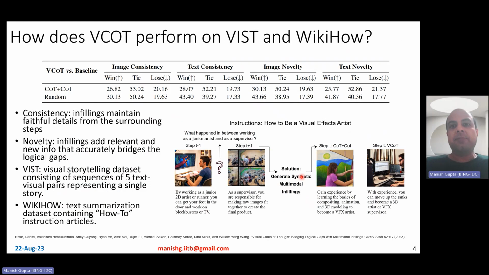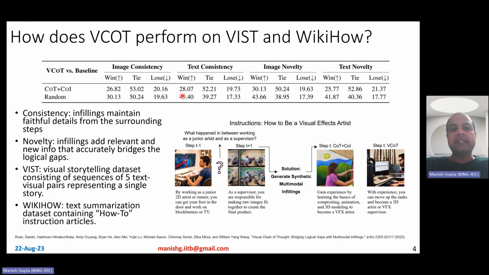Okay. So how does VCOT perform on VIST and WikiHow? VIST and WikiHow are two popular datasets. VIST stands for Visual Storytelling Dataset, which consists of sequences of 5 text-visual pairs representing a single story. So the idea is you have a story and you can represent it in 5 sentences, or you can represent it using 5 photos. VIST contains a combination of that, so it's a multimodal dataset. It contains 5 photos and 5 sentences in a sequence denoting a story. WikiHow is another dataset. It contains lots of articles about how to do certain things, and it also contains summaries, summarizing the entire process in a few steps, like 4 or 5 steps. So it's a text-only dataset in that sense.